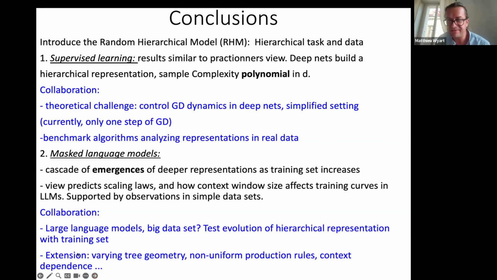Then at the theoretical level, there are many extensions that would be interesting to discuss. I mean, you asked that already. Obviously the tree is fixed, it should be varying in geometry. We assume uniform rules, but for real languages, some are very rare and some are much more frequent. And also you have context dependence. Context-free is an approximation. So how do you go past that?